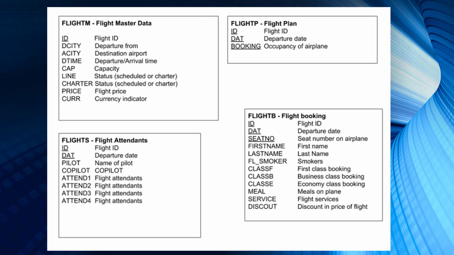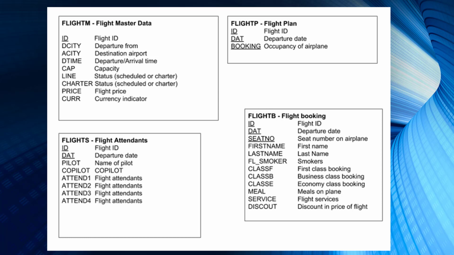To do this, we will use the flight data model that is part of every SAP system as a test data model for all kinds of experimentation. It's a very simple data model. It contains a flight master data table that contains information about flights, where they start from, where they go to, what their price is, and the capacity.